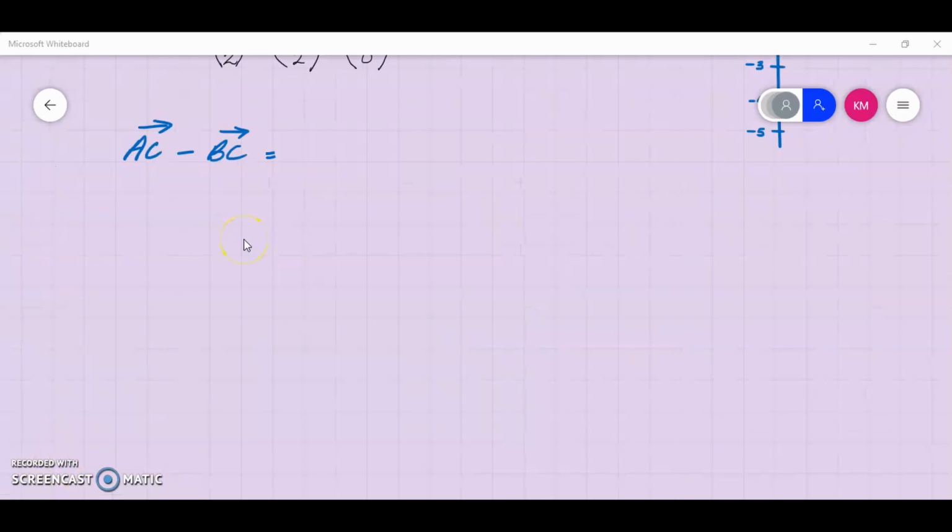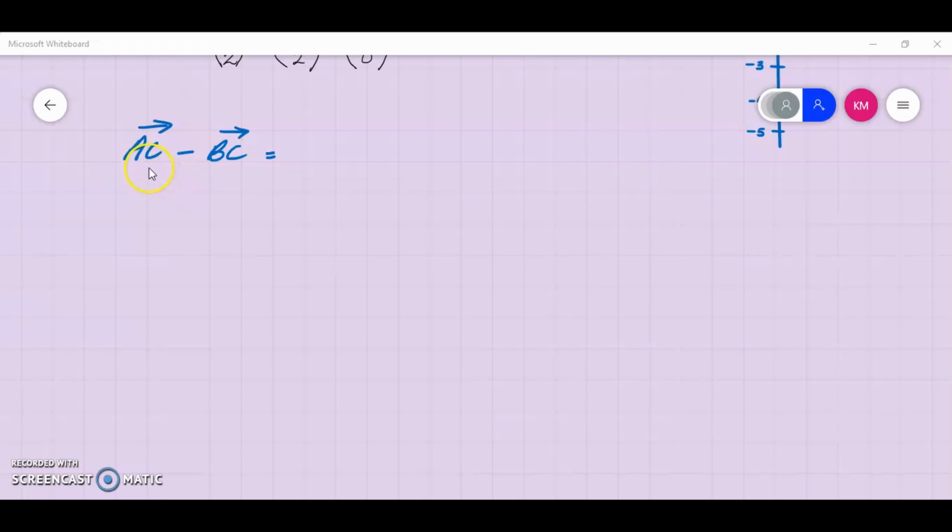Now let us have a look at subtraction. In order to subtract vectors, we add the inverse of the vector. Now what is the inverse of a vector? If I have the vector BC, the inverse of BC is going to be CB. If I have AC, the inverse of the vector AC is going to be CA. Remember, the inverse of a vector is simply a vector in the opposite direction.